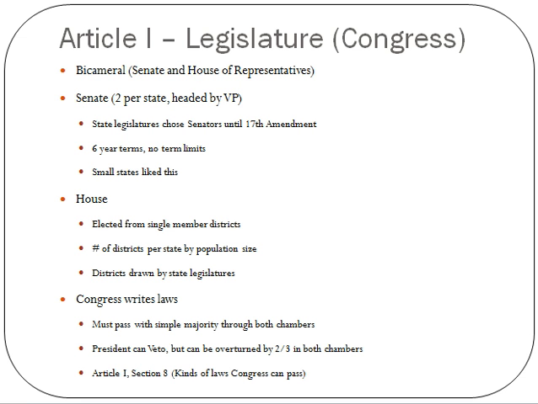Starting with the structure, Congress would be bicameral, that is, they would have 2 chambers. The upper chamber is the U.S. Senate, and the lower chamber is the House of Representatives. The Senate will have 2 senators per state. As we currently have 50 states, we have 100 senators.